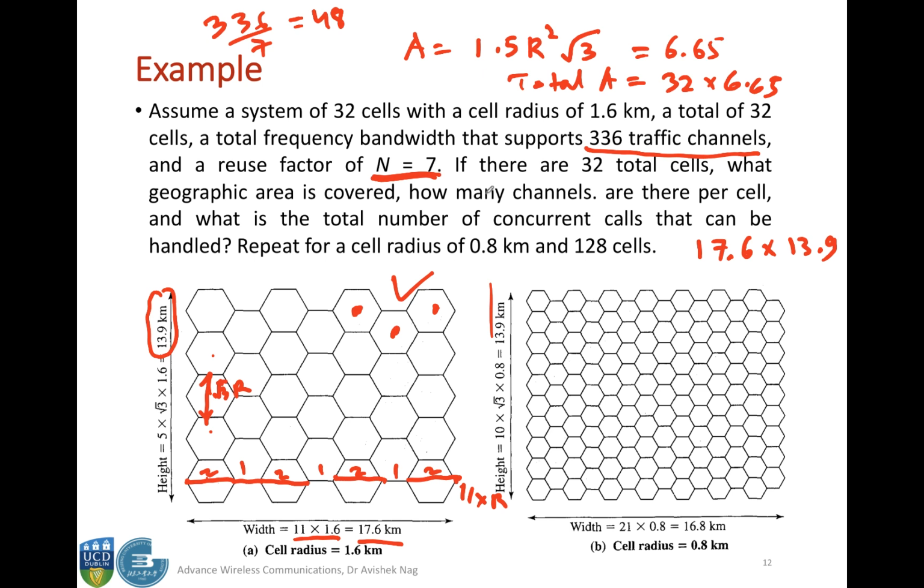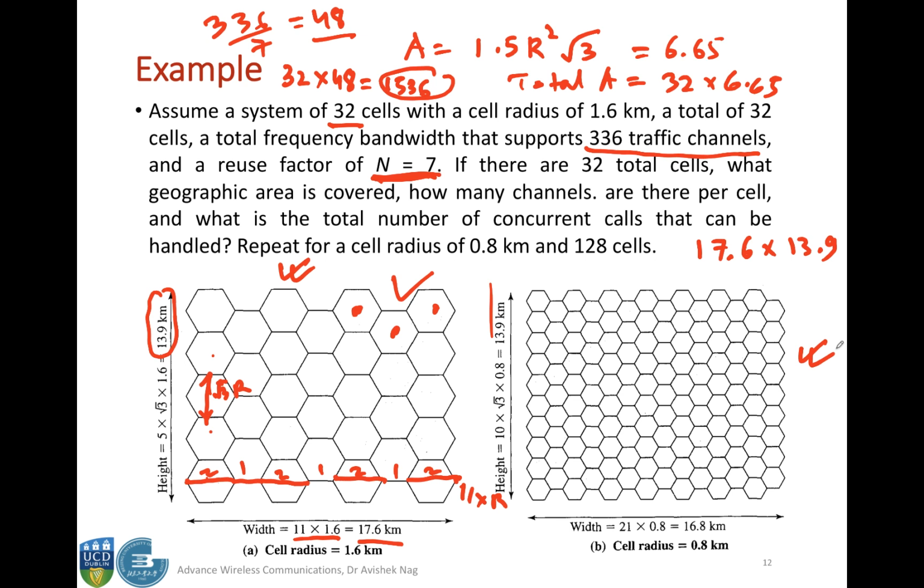So if each cell uses 48 channels, then the total capacity of this 32 cell system is 32 times 48, that is the number of channels each cell can support because of this reuse factor 7. So this will give you a total of 1536 channels. So for now, this is for part A, this layout. So you have 1536 channels.